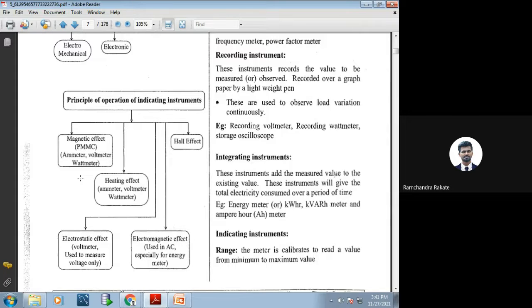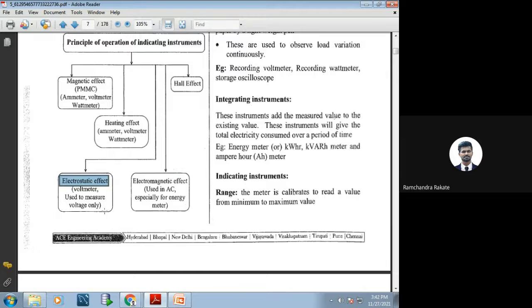So what types of instrument do we have? We have PMMC, which works on the magnetic effect. We have ammeter, voltmeter, wattmeter, which work on the heating effect. Then you have the Hall effect. Then you have the energy meter, which works on the electromagnetic effect, and we have the electrostatic effect, that is the voltmeter. So let us start with all this.